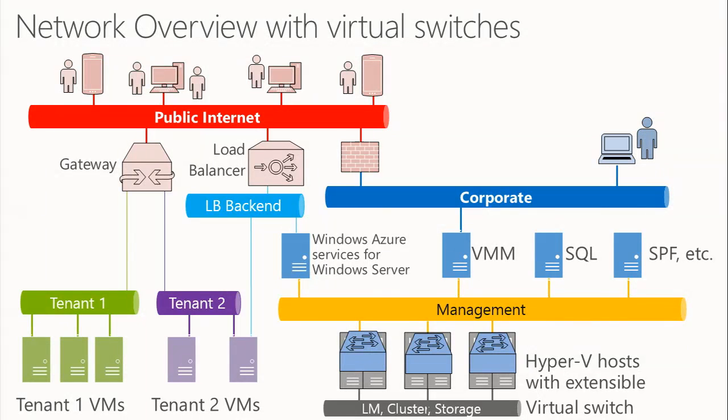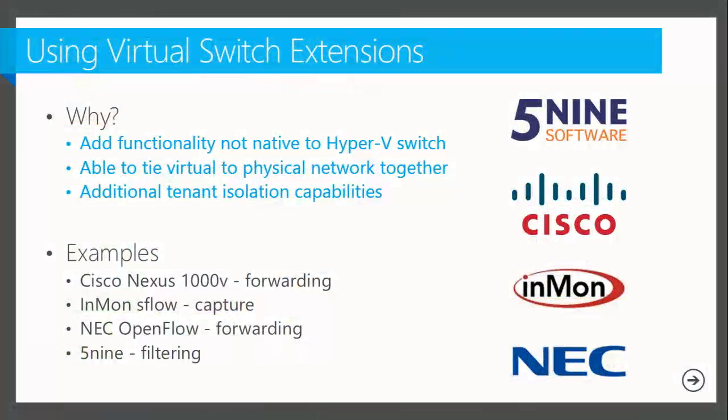With a standard switch in VMM, we have no knowledge of extensions. So when we talk about virtual switch extensions, I've said some of these advantages already, why you would use one. Microsoft hasn't done everything possible in the switch, so there are always partners that can do things in different ways from us. These are a few of the partners that we're working with that are most likely to come to market quickest. Cisco Nexus 1000V is a forwarding extension. The InMon sFlow is a capture extension. NEC OpenFlow is forwarding, and 5nine is filtering. These are just some of the examples of the extensions that we know are being worked on and we've partnered with.